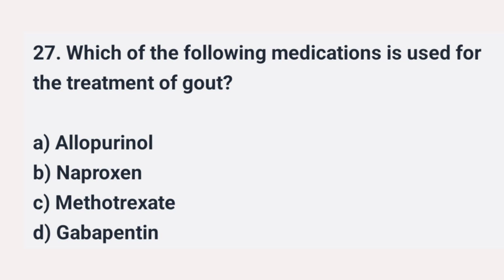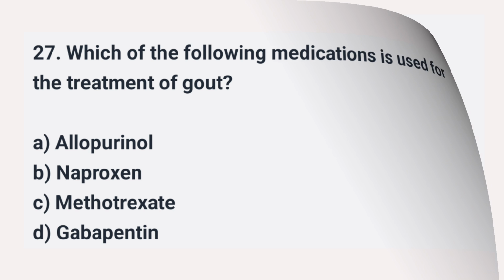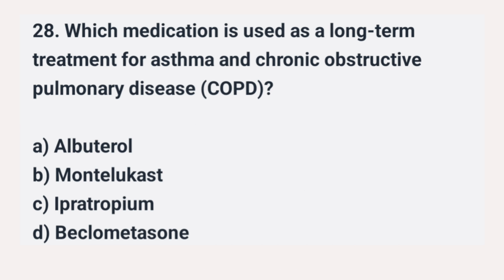Question number 27. Which of the following medications is used for the treatment of gout? The right answer is option A, allopurinol. Question number 28. Which medication is used as a long-term treatment for asthma in chronic obstructive pulmonary disease? The right answer is option B, montelukast.